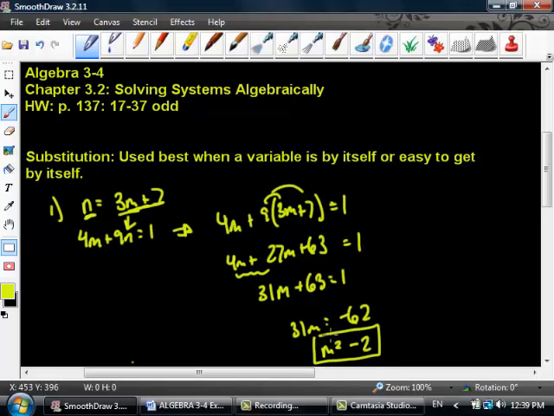Now remember, that is only one coordinate in my coordinate plane. I've solved for m, and now I need to solve for n. So, who can raise their hand and decide which one is easier to plug into? Lucas. The first one. Let's plug it into the first one. n is going to equal 3 times negative 2 plus 7. So I get n equals negative 6 plus 7, and n equals 1.